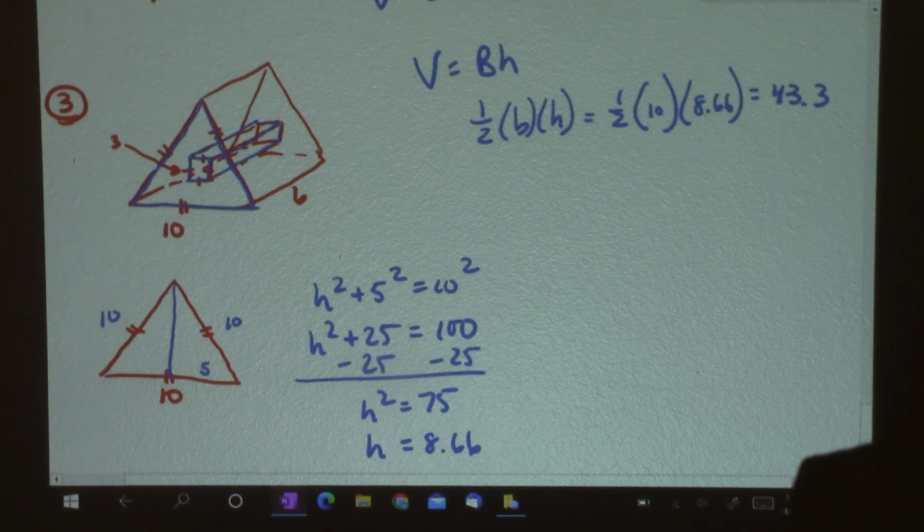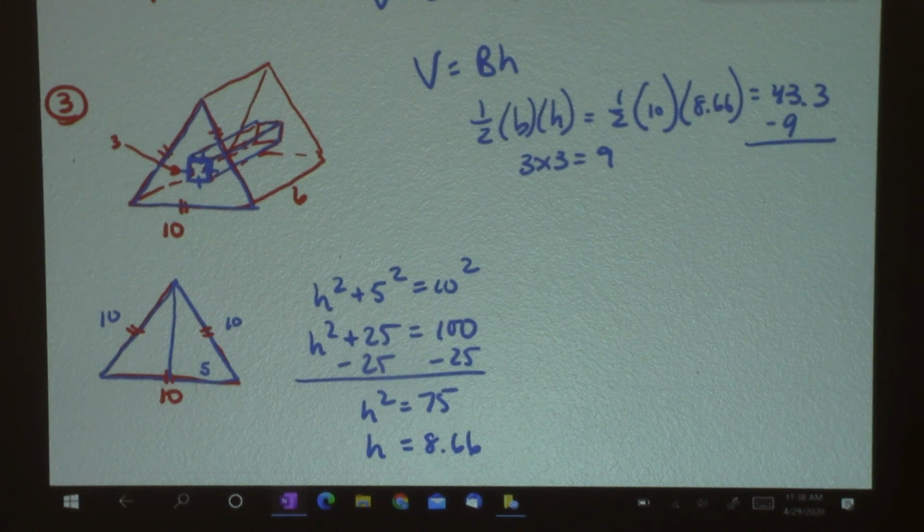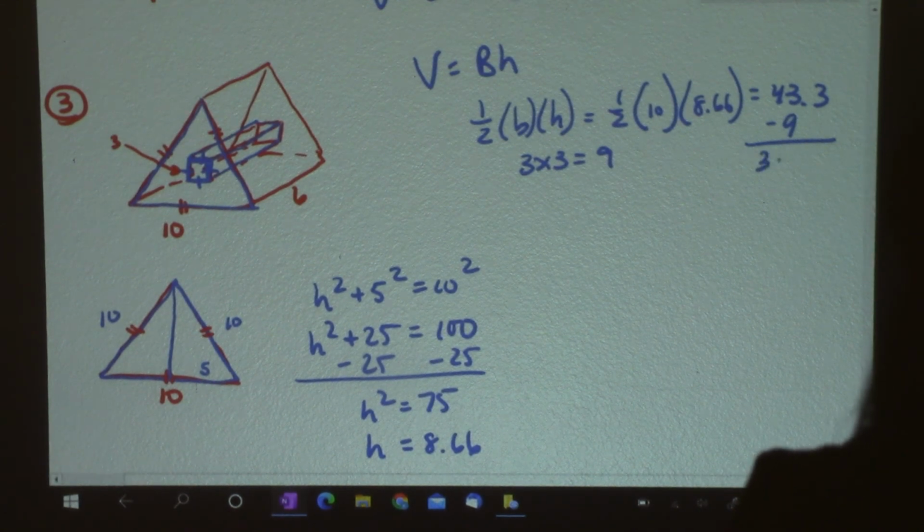Okay, but that's the whole triangle. That's the entire thing. Now I need to subtract this little square there. And I'm told that it is a square because it has the markings to show all the sides are the same. And I know it's 3 times 3. So my little square is going to be 9. So now I'm going to subtract the 9 from the 43.3. And that gives me 34.3. Okay, so that is the area of the base.